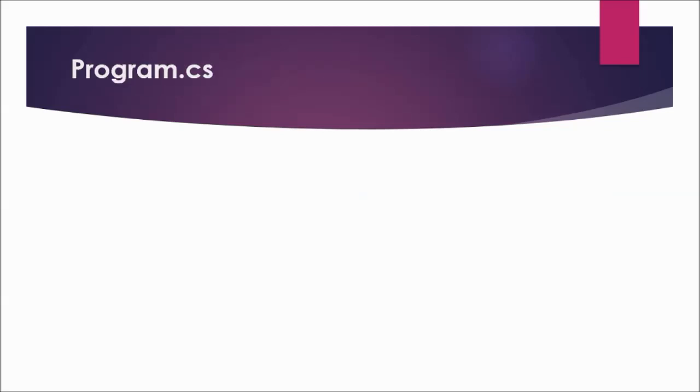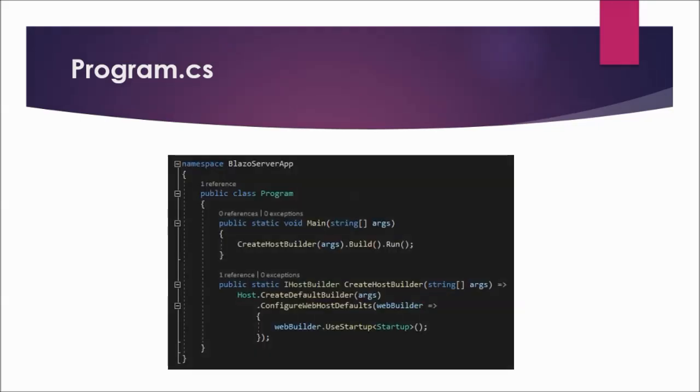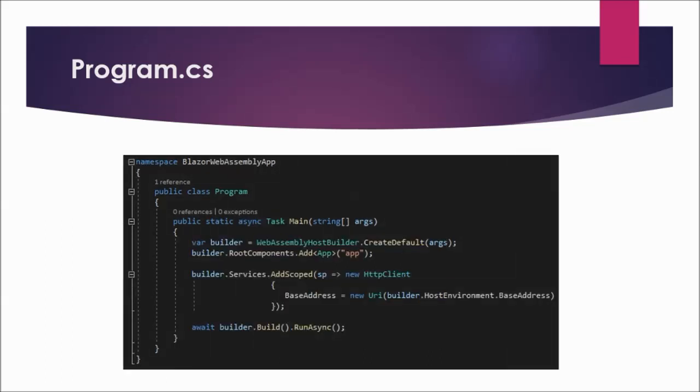Program.cs. This file contains the main method, which is the entry point for both the project types, Blazor WebAssembly and Blazor Server. First, we will look into the Program.cs file of the Blazor Server project. In a Blazor Server project, the main method calls the CreateHostBuilder method, which sets up the ASP.NET Core host. This is the Program.cs file of the Blazor WebAssembly application.